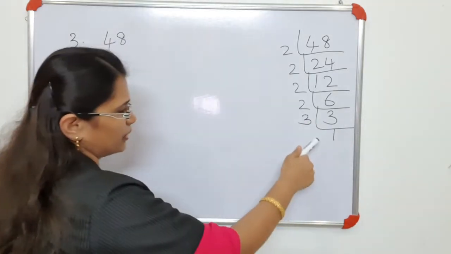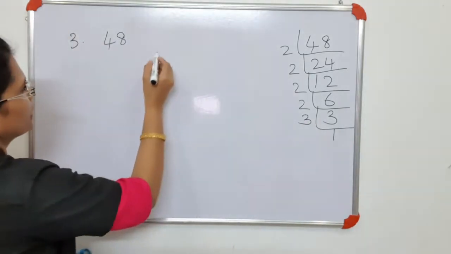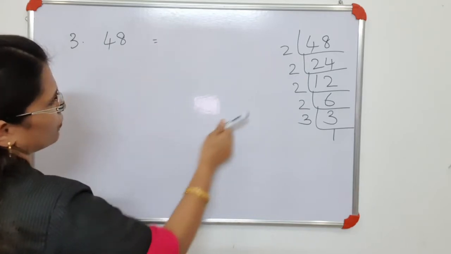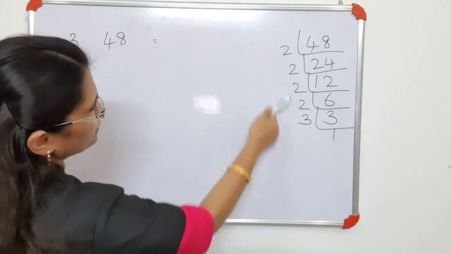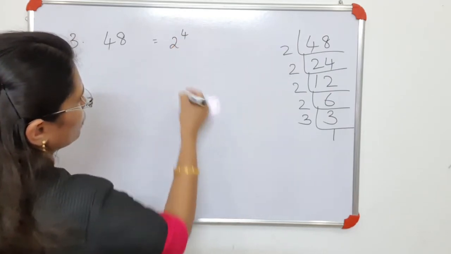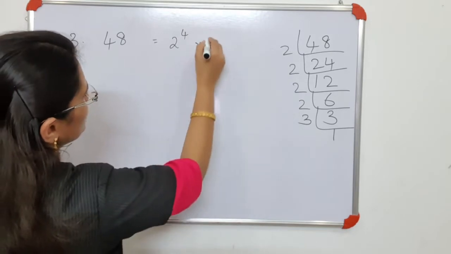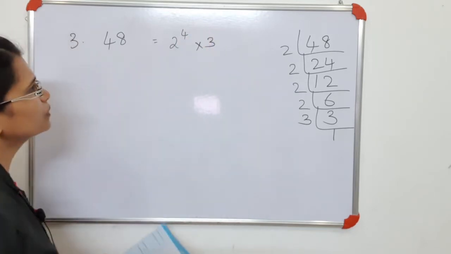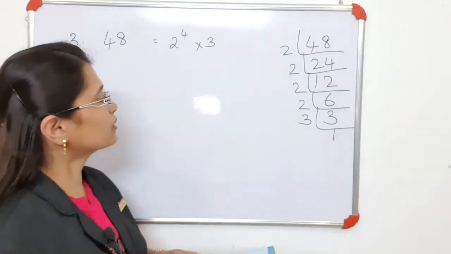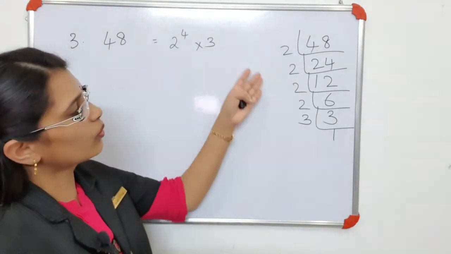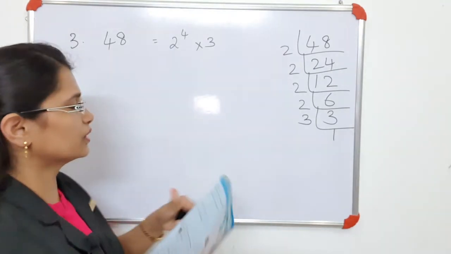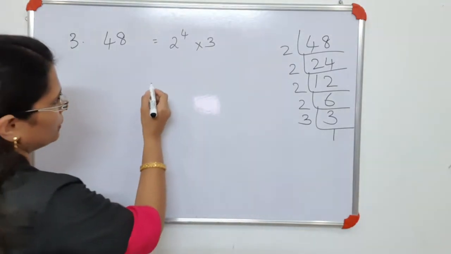So which are the factors of 48? Factors of 48 is equal to, how many times 2 here? 1, 2, 3, 4. 2 raised to 4 into 3 is equal to 48. But in the previous question, all the numbers are 2. But here 3 also there. So how can you find out?